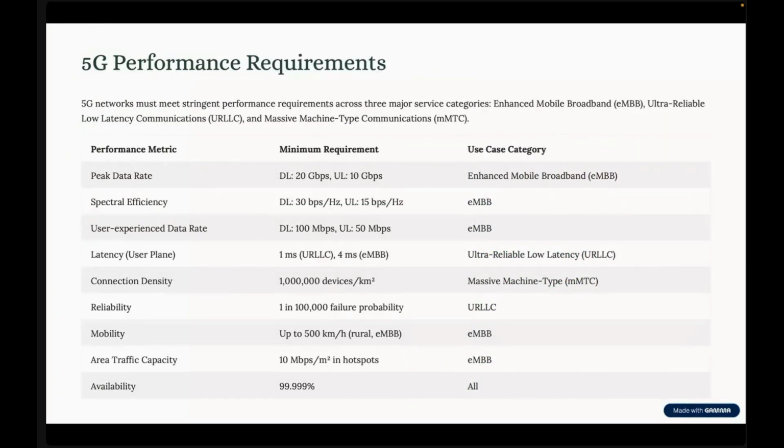Talking about the 5G performance requirements, I'm sure that you might have gone through various certifications, various courses, or the videos which you've gone through.